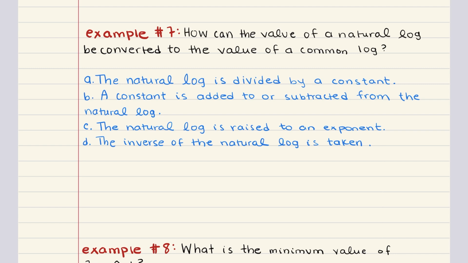Now, from our lecture, we said if we want to convert a natural log to a common log, we use the following equation. Log x is equal to natural log x divided by 2.303. So what we see here is that the natural log is divided by a constant, which means that the correct answer is answer choice A.